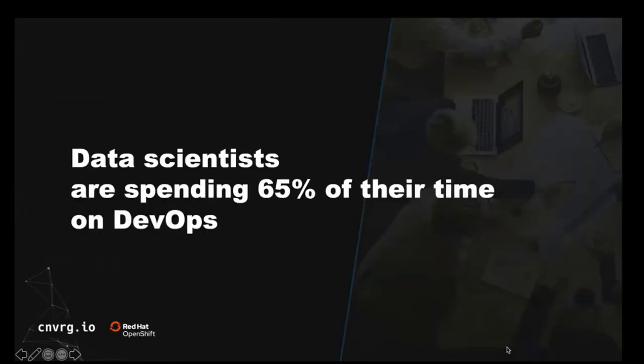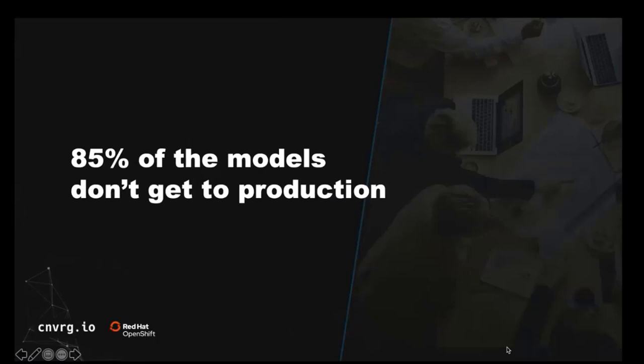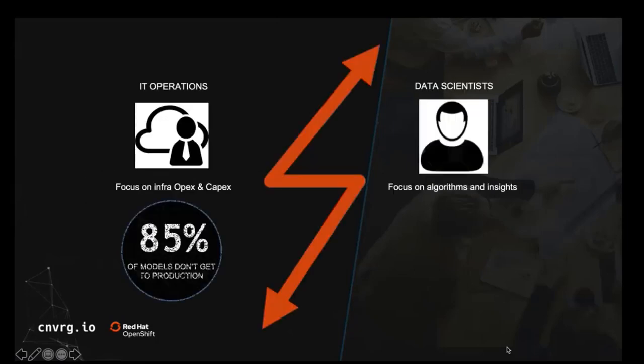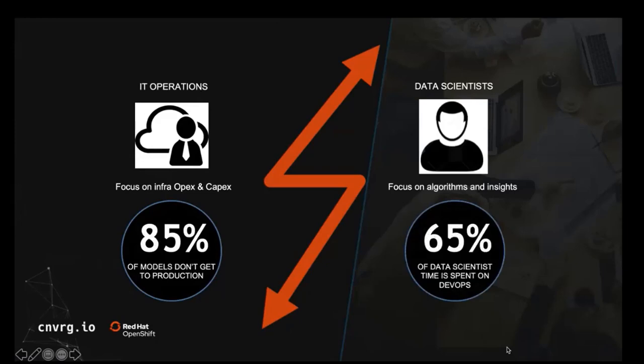We started Converge because data scientists are spending 65% of their time on DevOps, and also 85% of the models don't get to production. This is happening because there are two different audiences in the machine learning world. First is the IT side, focused on production machine learning, focused on infrastructure, OpEx, CapEx. On the other side, you have the data scientist, a team that's usually focused on algorithms, insights, and they spend 65% of their time on DevOps.